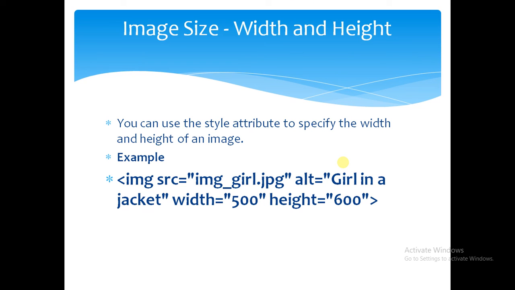Next, image size, width and height. These are also important attributes for the image, and we declare them for defining the height and width of the particular image. So here is an example: img girls.jpg, alternative text girls in jacket, width equal to 500 and height equal to 600. This is the image; the size of the image is this height and this width.